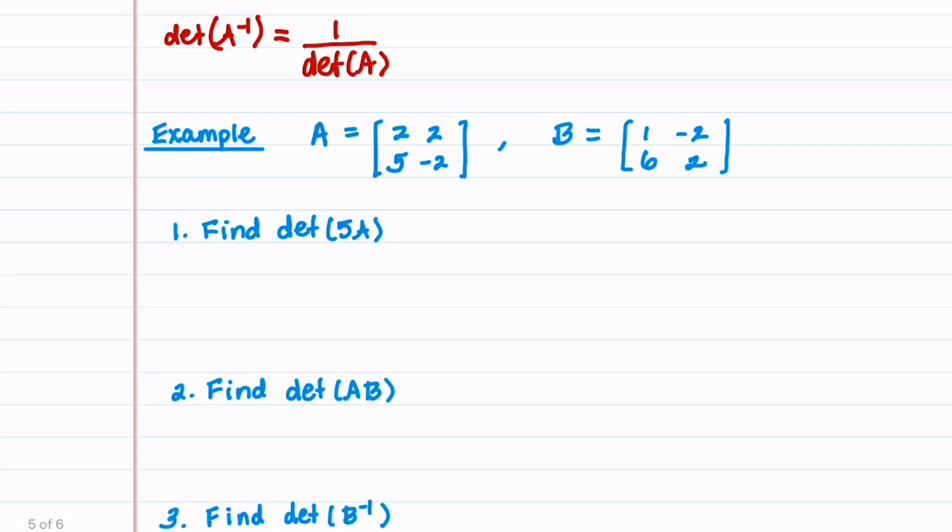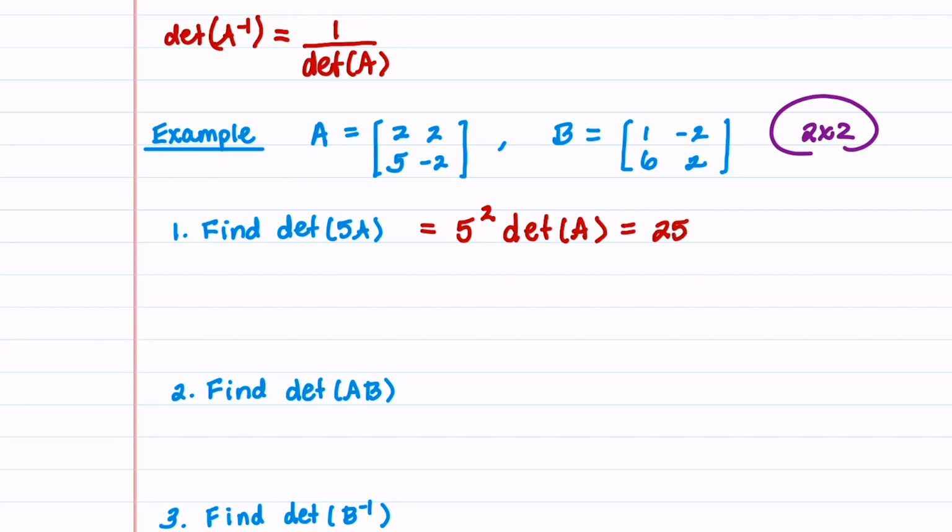Let's now do a few examples to see how to use these properties in practice. We're given two matrices, and we're going to make a note that we see that A and B are 2 by 2 matrices. We're going to use that to do our first problem. So our first problem says find determinant of 5A. This is going to be equal to 5 squared, because A is a 2 by 2 matrix, times the determinant of A. So this becomes 25.